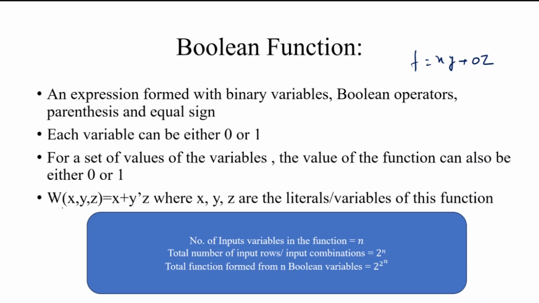Here is another Boolean function, w of x, y, z, written as x plus y dash, where these are the literals or variables. Now the question is, suppose there are n literals or variables present to represent a Boolean function. What are the possible input combinations? In this Boolean function, there are three literals or three Boolean variables present. What are the possible input combinations?